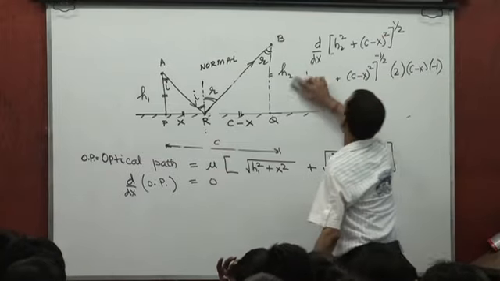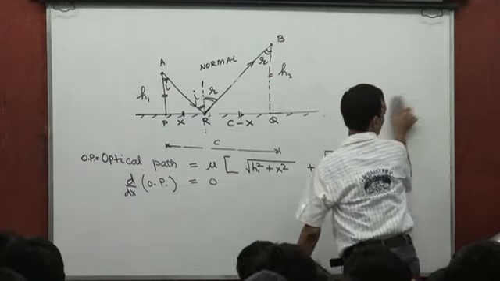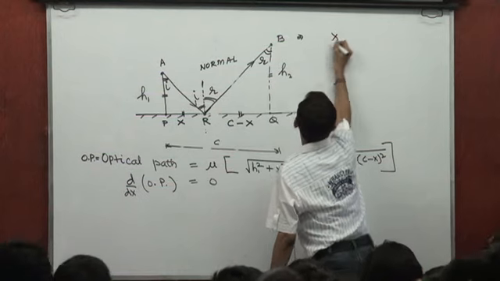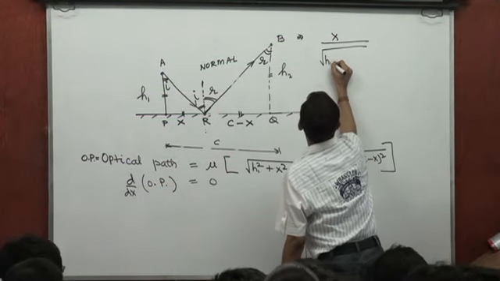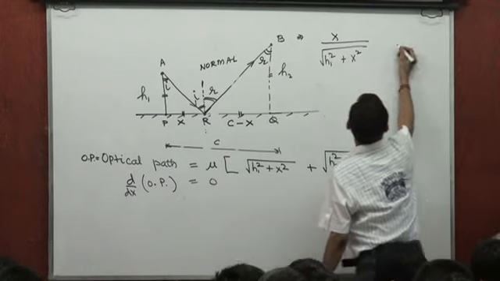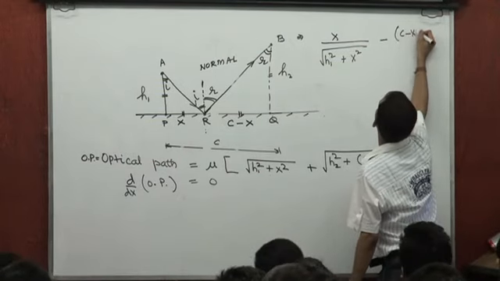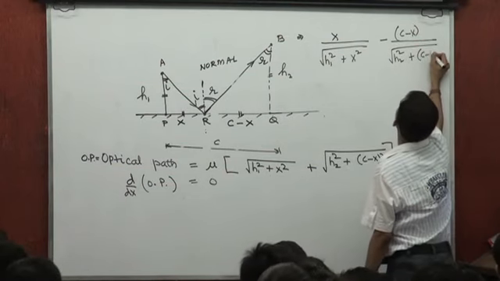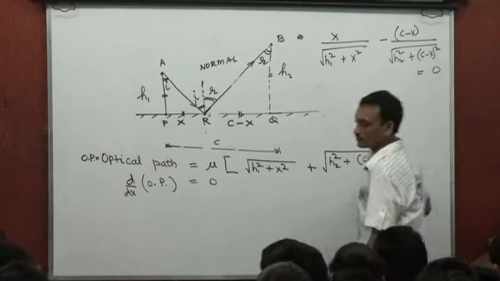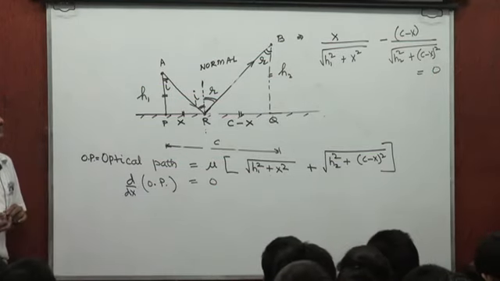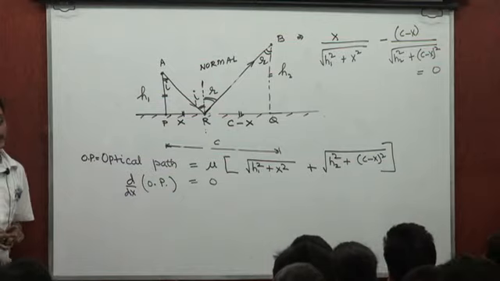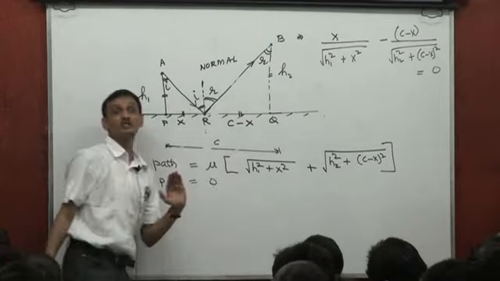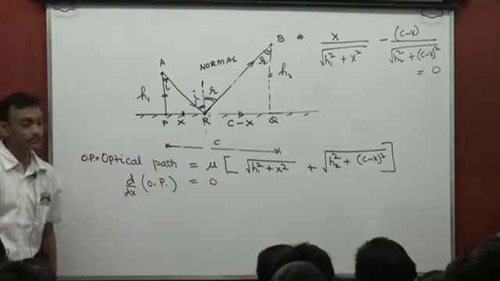Which would give me, when I differentiate, x by root H1 squared plus X squared minus (C minus X) by root H2 squared plus (C minus X) whole squared equal to 0. This is what I get when I differentiate with respect to x and equate to 0. For the optical path to be stationary, the derivative of this with respect to x must be 0, right?